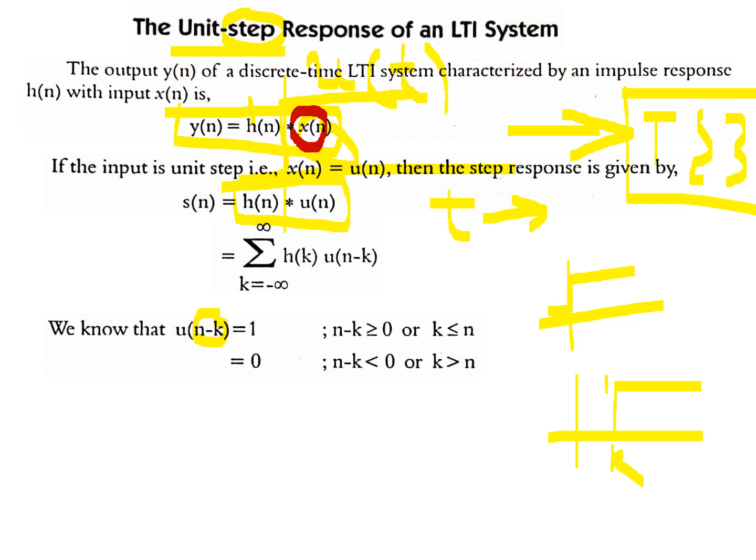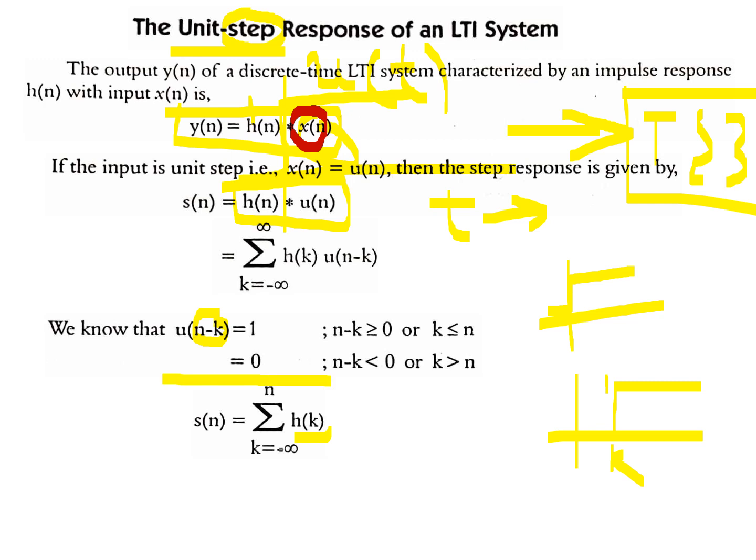That means n minus k greater than 0, meaning k less than n, its value is 1. Otherwise, for n minus k less than 0, k greater than n, the value of u of n minus k is 0. Using this condition, I'll change the limits. So what I get is this. For k greater than n, u of n minus k is 0. Therefore, starting from minus infinity up to n, if I sum h of k, that is the impulse response, then I'll get the step response.